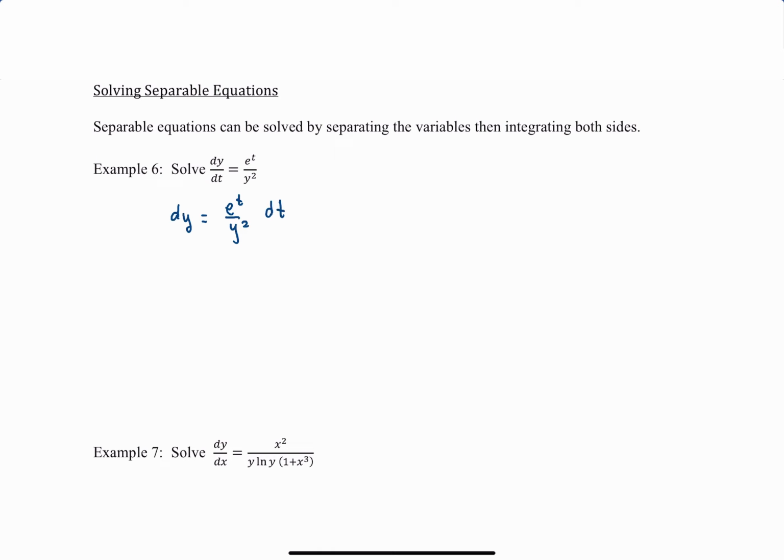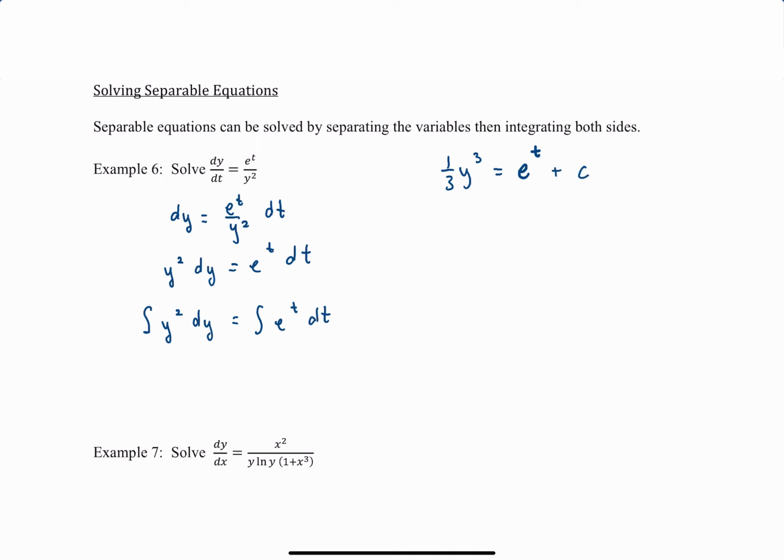Then I am going to multiply both sides by y squared to finish separating the variables. And now we'll simply integrate each side. On the left-hand side, I'll have 1/3 y cubed. And on the right-hand side, I'll have e to the t plus c.